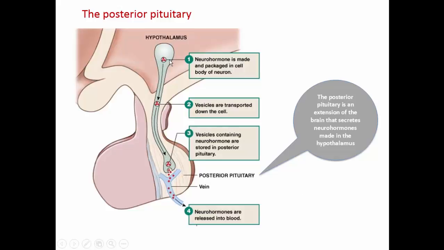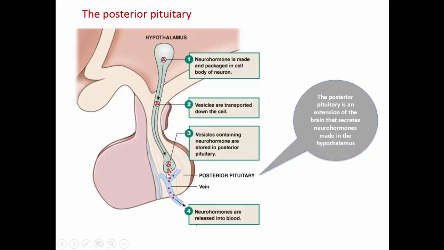What you can see here is the cell body of the neuron, and this is the axon extending all the way down into the posterior pituitary. The circular red structures represent neurohormone, and this is showing the neurohormone enclosed within a vesicle. The hormone that's produced in the cell bodies of the neurons is transported down the axon to the terminal portion of the axon, and it's here that it's released.